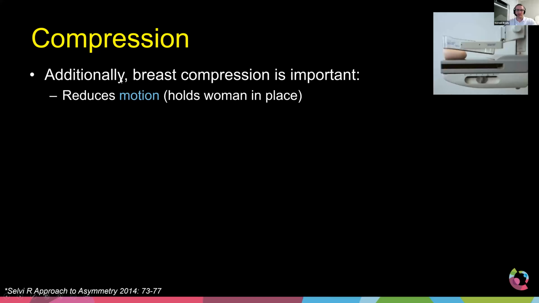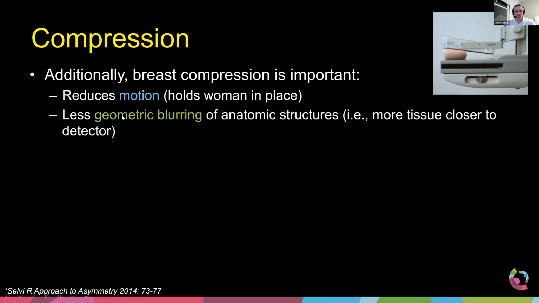All right, so let's move on to breast compression since we're here. Breast compression has many benefits to optimize image quality. One, it reduces motion. Literally, it's holding the woman in place. Two, it lessens the geometric blur, which I'll talk about in a minute. The closer an object is to the detector, the less blur you have on the edge of an object, so less blur in the image.